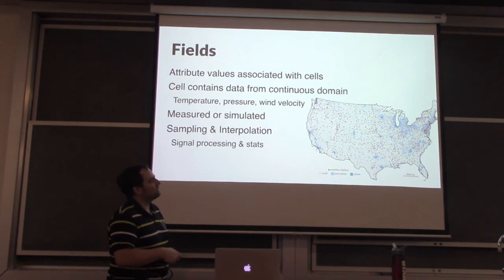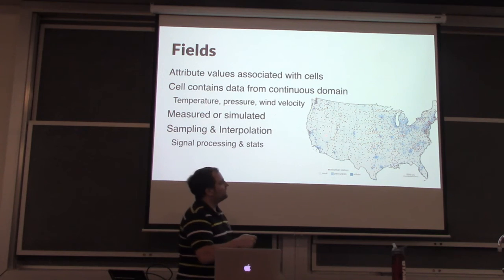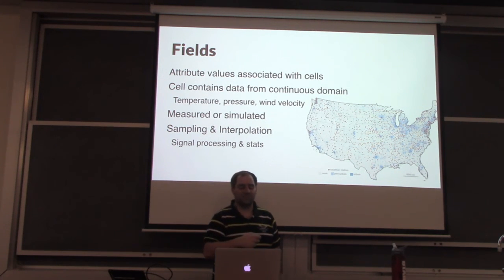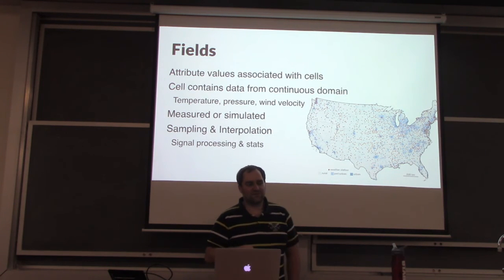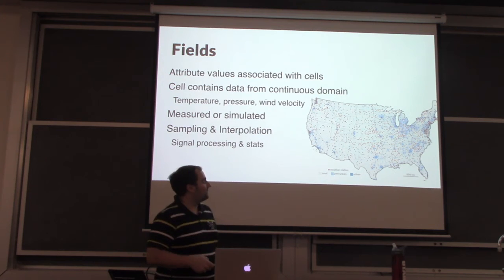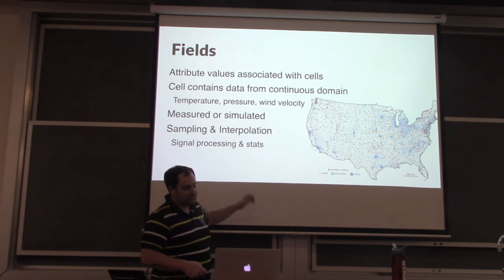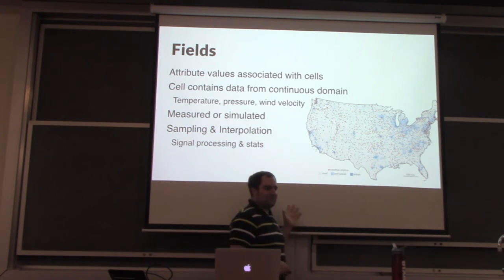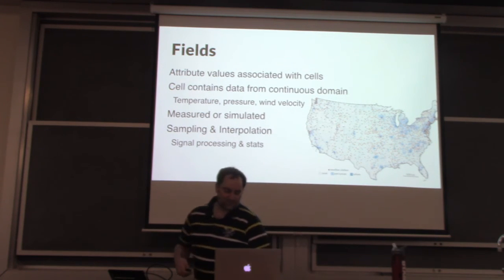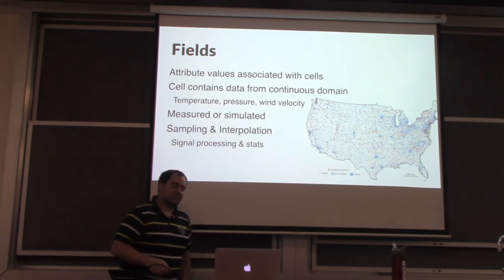And fields can be measured or simulated, but the big problem when we deal with fields is that we often have a sampling problem. In Nevada here, for example, you see that there's not a lot of these weather stations. So what is the temperature at this point? It's a question that is hard to answer. We have to think about interpolation strategies for that. How can we answer that? This is more the area of signal processing and statistics. We'll not be doing much of this sampling and interpolation. There will be some of it in the last part of the lecture.